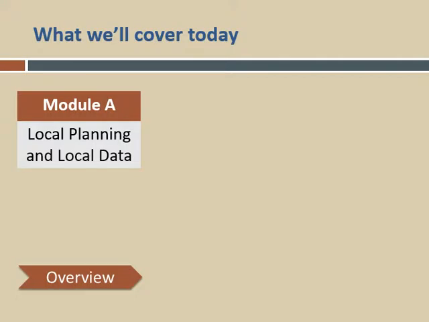Right now, we're going to get into Module A. That's about local planning and local data, and it's really going to get into some of these big picture concepts. From Natural Resources 1, a course that many of you have taken, we'll get into why community planning is important and how it connects to natural resources. We'll also talk about local data and local inventories.